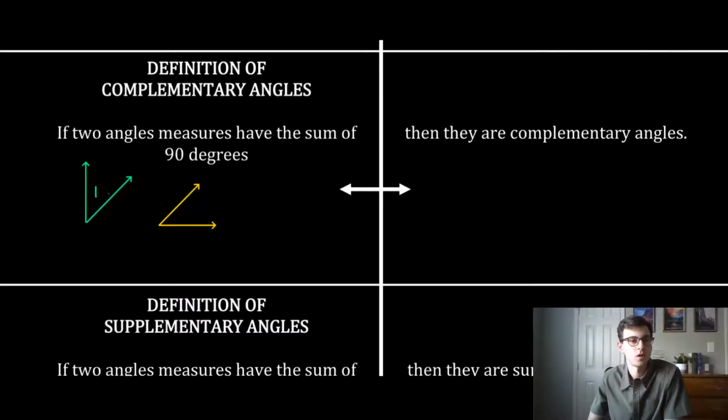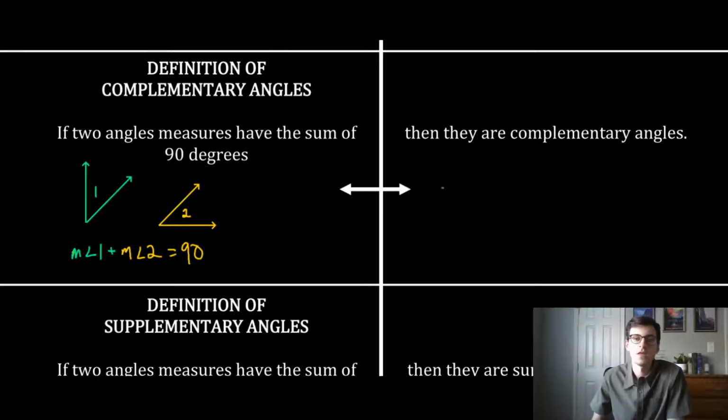we'll call this 1 and 2. If the measure of angle 1 plus the measure of angle 2 is equal to 90, then they are complementary angles. That's the definition, and it goes both ways. So notice that this is a biconditional statement. If two angles are complementary, then the angle measures have a sum of 90 degrees.